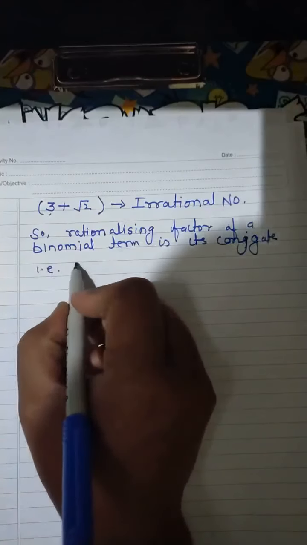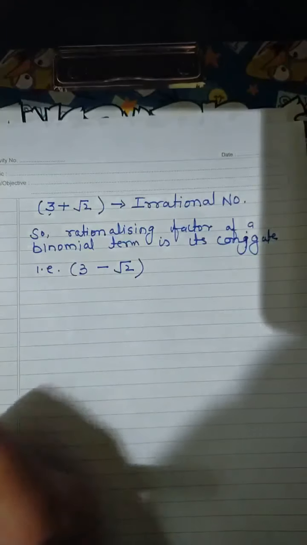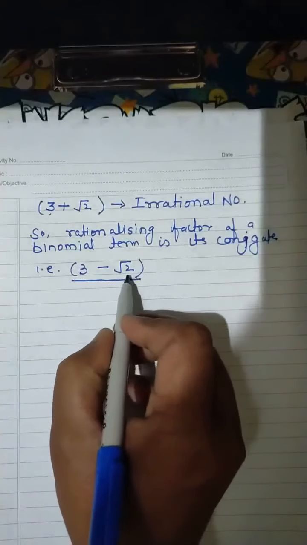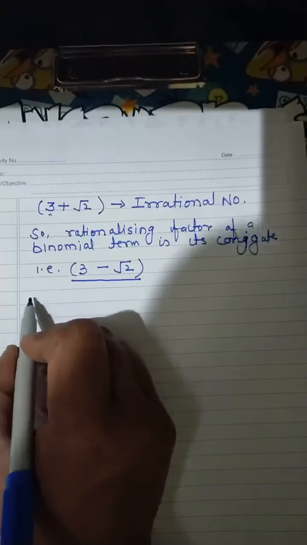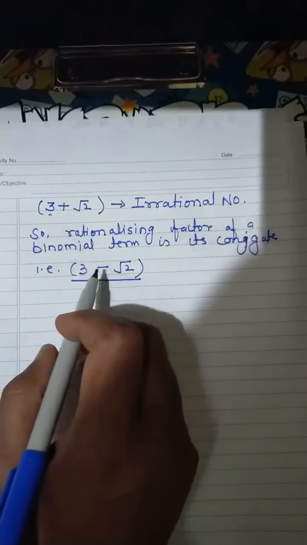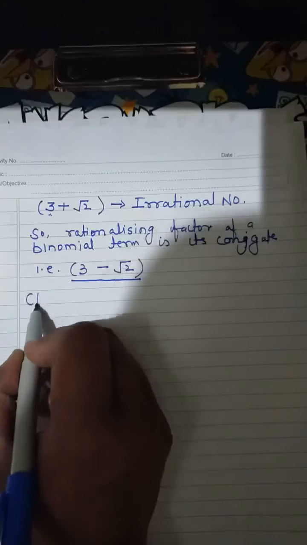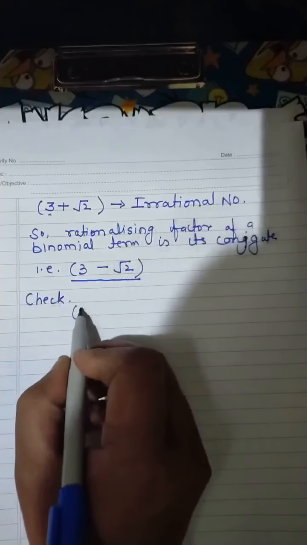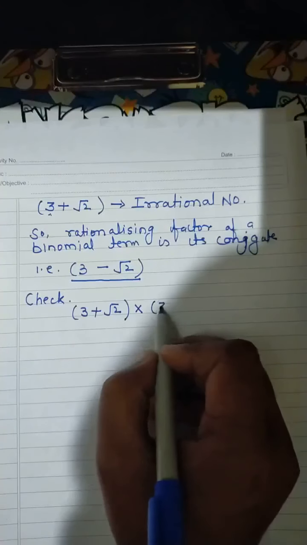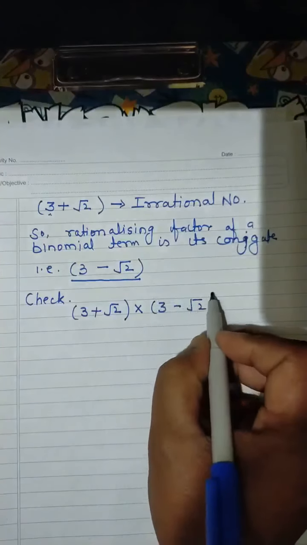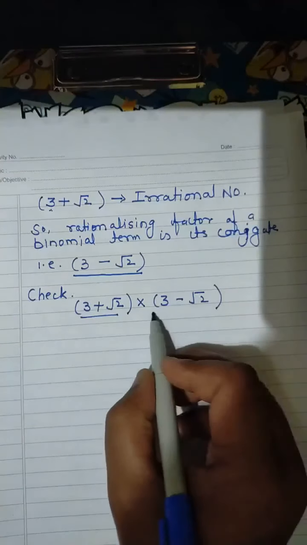That is 3 minus square root of 2. This is the rationalizing factor of 3 plus square root of 2. We can check whether this is the rationalizing factor of this or not. 3 plus square root of 2 multiplied by 3 minus square root of 2. Now we have to multiply this by this term.